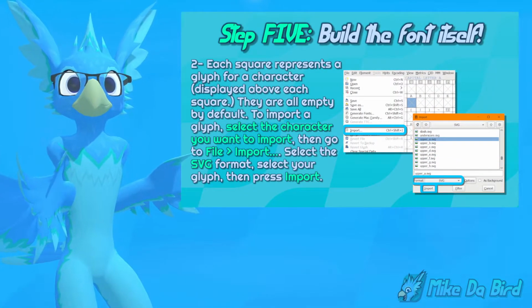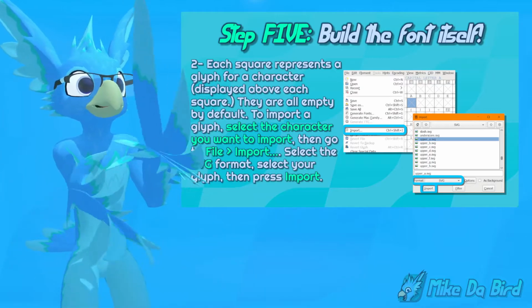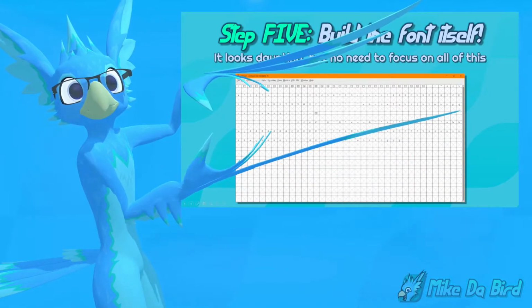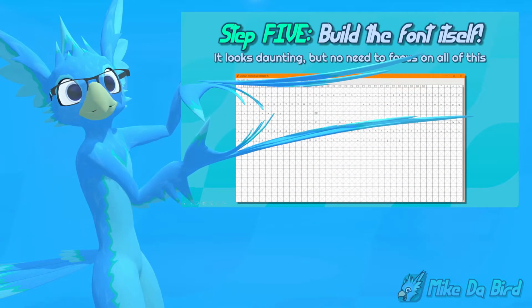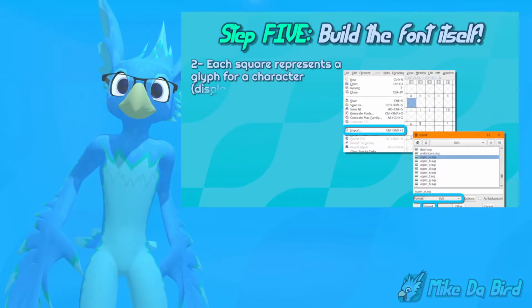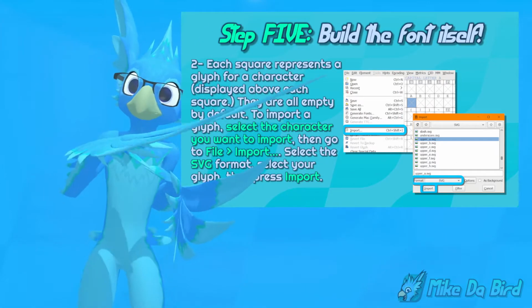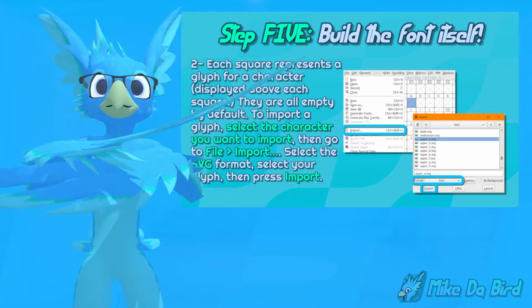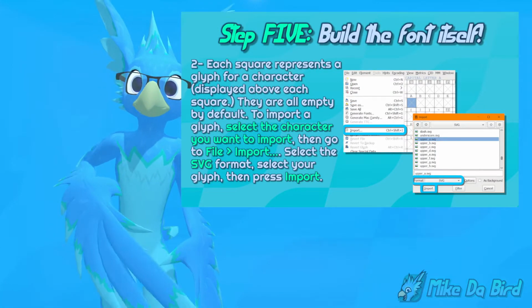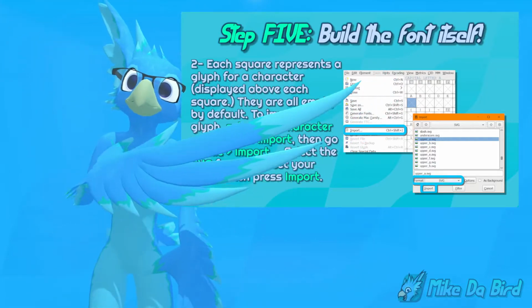Each glyph is represented by a little square in the big mess. If I go back once, you have all this, but we're only gonna focus on this little part here. We don't need to focus on everything, just this part, just to reassure you. So each square represents a glyph that you can draw something in, or import something in. And you can see which square means what by looking right above it. Right above it is the character that square is for. So for example, that one highlighted right there is for the letter A. And they're all empty by default.